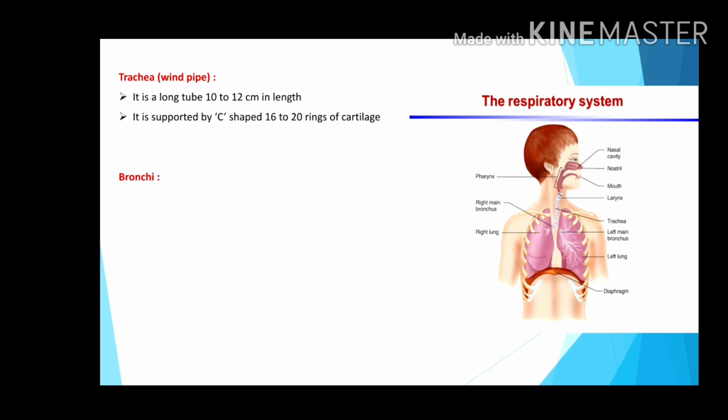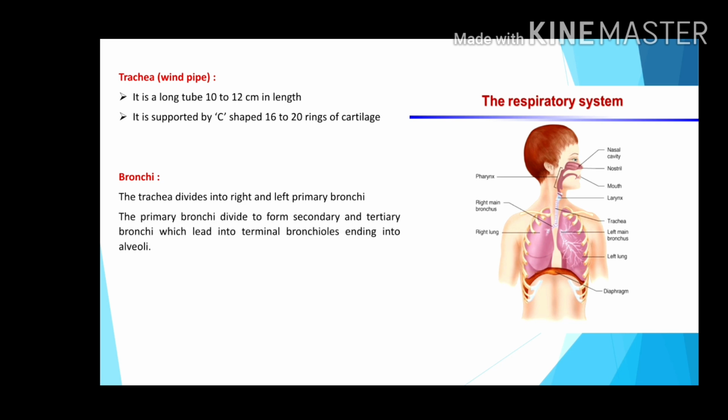Next are the bronchi. The trachea goes further down and divides into the right and the left primary bronchi. They are also supported by C-shaped incomplete rings of cartilage. The primary bronchi are further divided into secondary and tertiary, and it ultimately leads into alveoli. The singular for alveoli is alveolus. Next, we come to the lungs. Here there's a picture which shows the alveoli, the bronchioles and the whole human respiratory system as such.